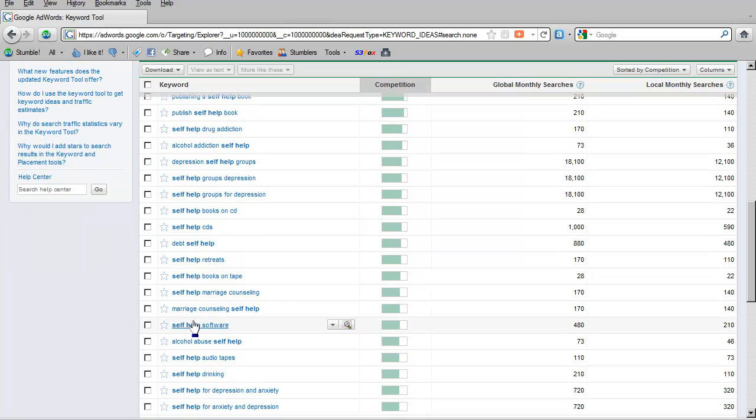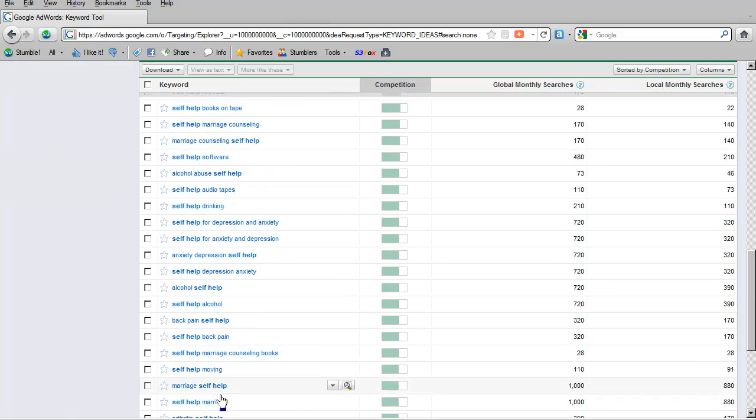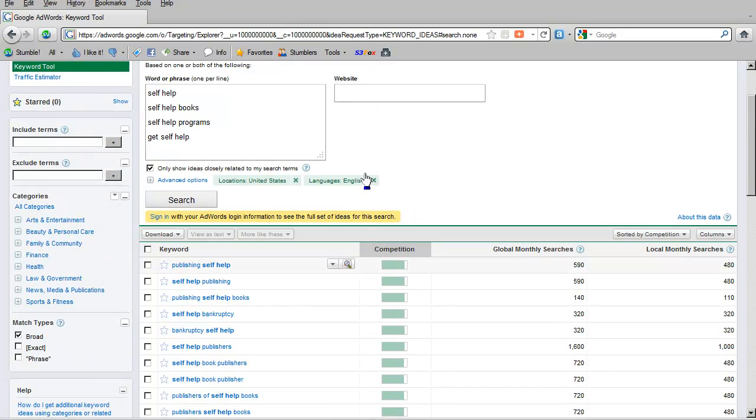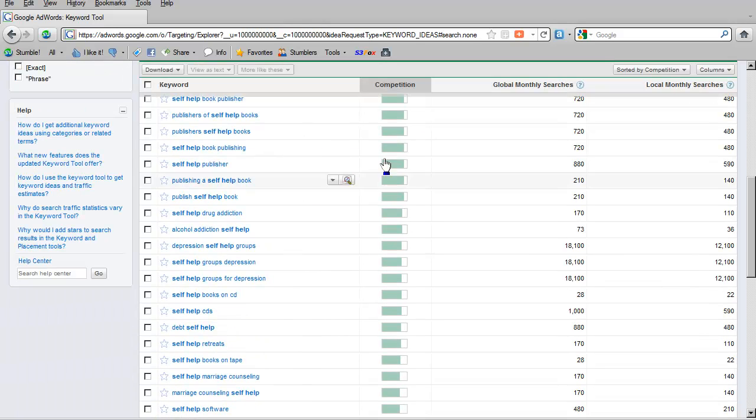Debt, software, marriage counseling. So go through some of these, and you can look at what people are paying for advertisements on and how competitive they are, because if they're highly competitive with the advertising, that means they're really profitable niche markets. If they're competitive markets and people are spending money in those markets to make money, then you can make it with a blog.